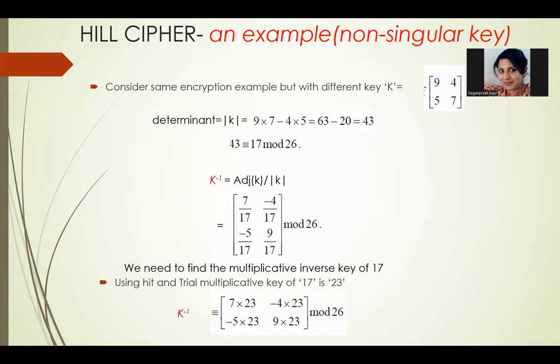So for finding the adjoint, as I told you, I have to swap. So it would be 7 here, 9 here, and here it would be 4. Their places are interchanged, along with the sign also changed. So it would be 9, 7, minus 5, 9, and minus 4. And the adjoint is the transpose of that.